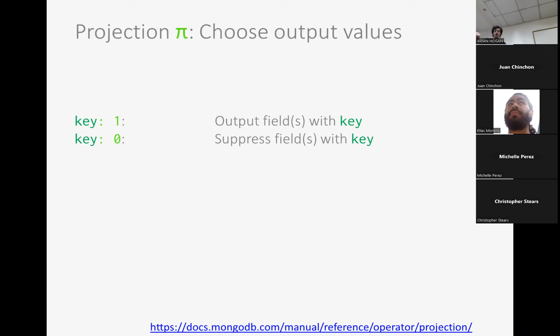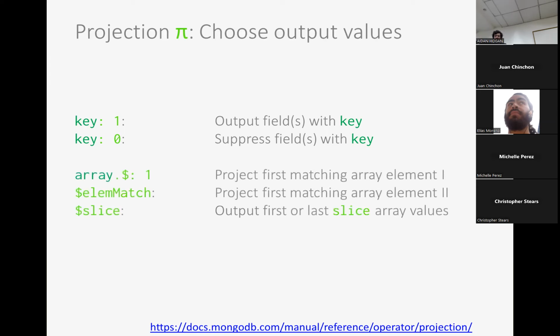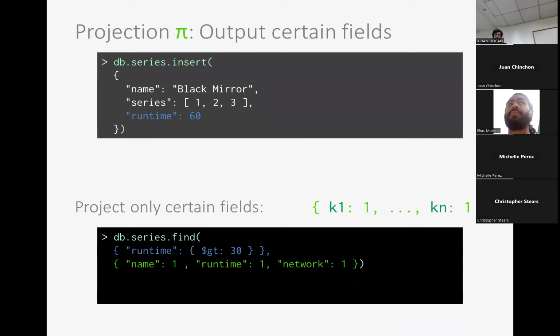So we're going to have key 1 and key 0, which will allow us to either output a field with 1 or suppress a field with 0. So we can either say from this document, return X, Y, and Z, that's 1, or we can say return the entire document, but do not return X, Y, and Z, which is 0, which is suppress. So we also have some features for projection from arrays. If instead of returning the full array, we want to return some elements of the array. So let's look at those features for projection.